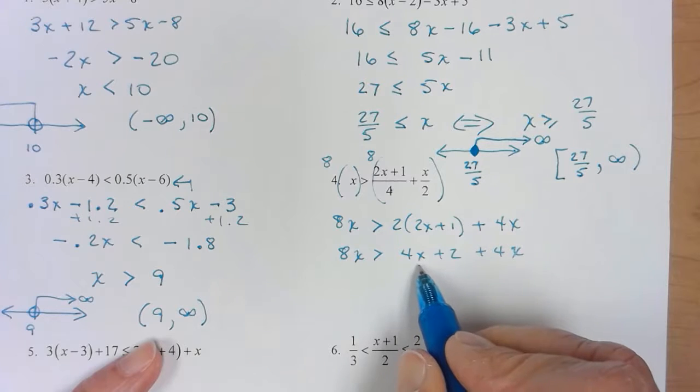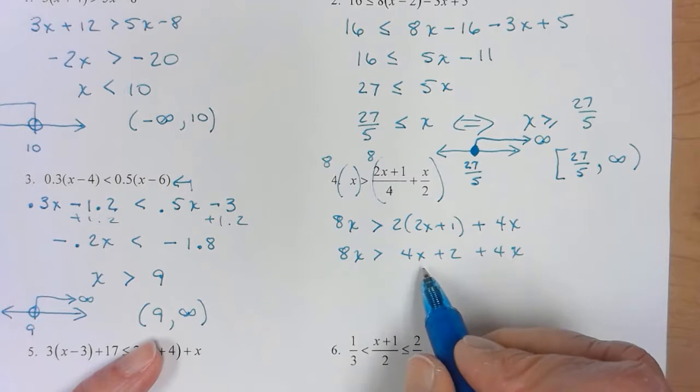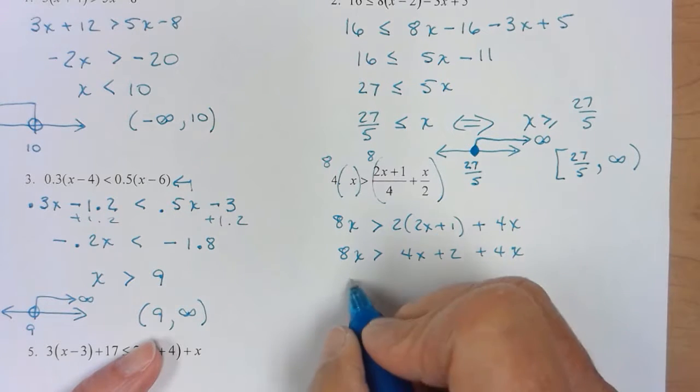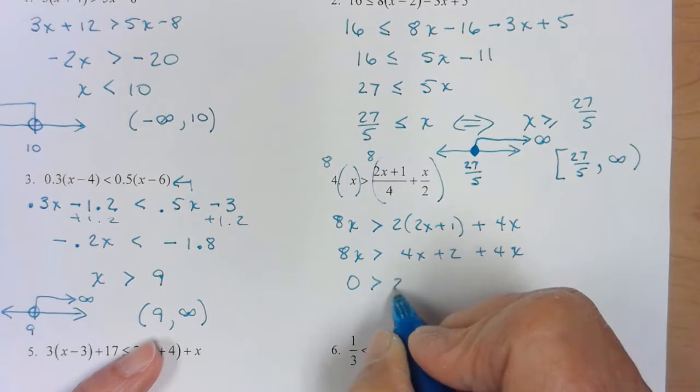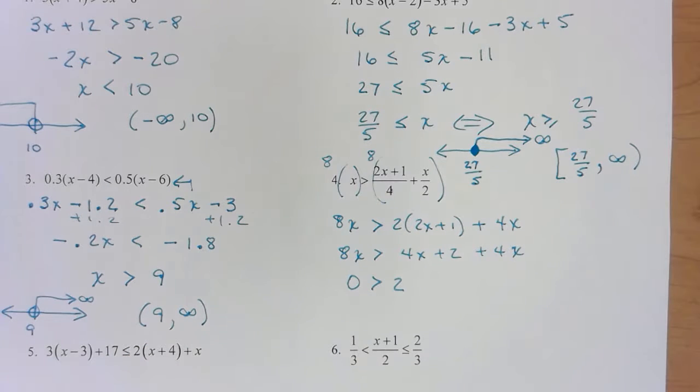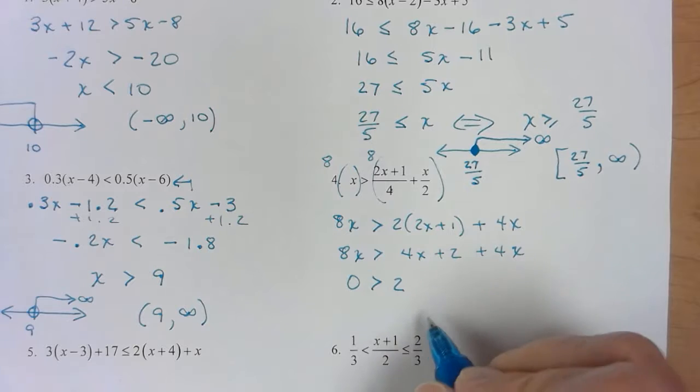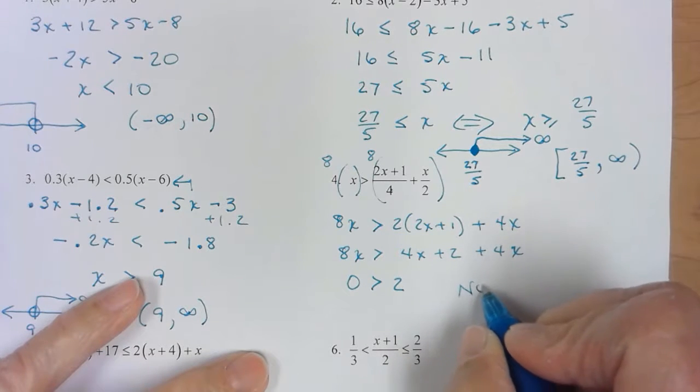So I'm going to move my x's to the left. If I subtract 8x from both sides, I'm going to have 0 is greater than 2. Well, you should know that that's not true. Even earlier, when we had equations, a false statement, 0 can't be 2, and 0 is not greater than 2. So this means there's no real solution.